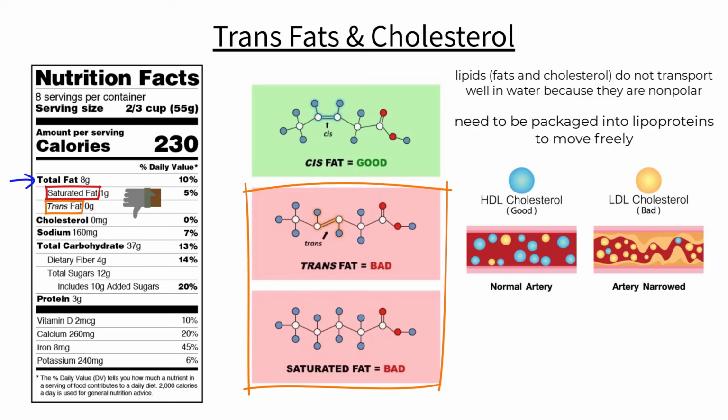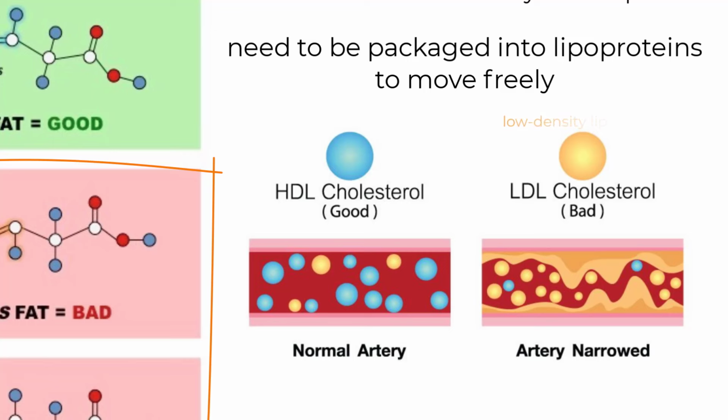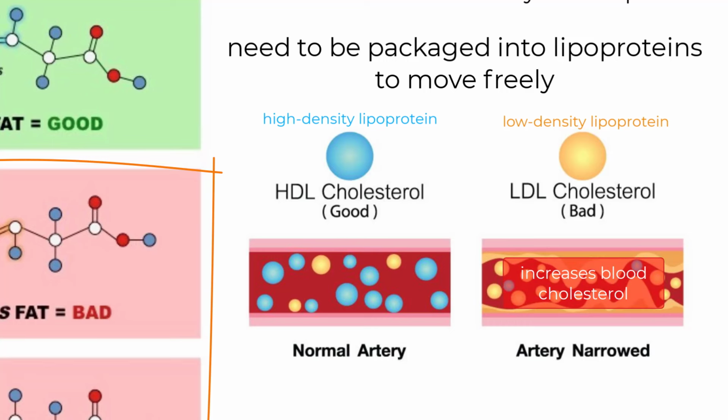These lipoproteins are broken down into two categories based on how they are transporting their lipid substances, called low-density lipoproteins or high-density lipoproteins, abbreviated LDL and HDL. LDLs are used to carry cholesterol from the liver to the rest of the cells in the body, meaning it increases the amount of cholesterol in your blood, while HDLs pick up excess cholesterol in the bloodstream and bring it back to the liver for disposal.